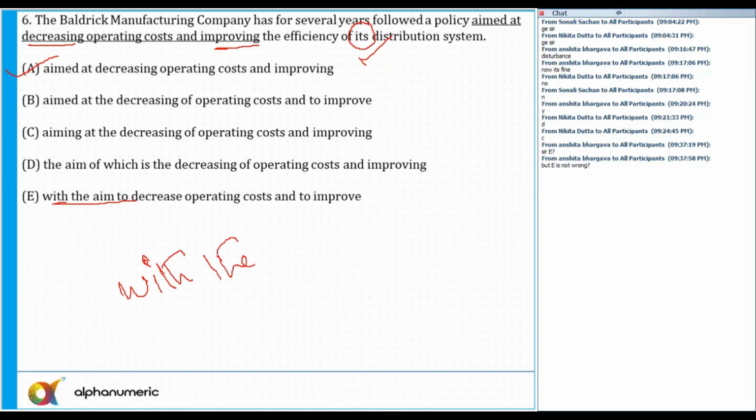With the aim of. Even though we very commonly use "with the aim to," actually we do something with the aim of: with the aim of decreasing, with the aim of increasing, with the aim of operating. So the problem over here is this word. It will be wrong. We do something with the aim of and not with the aim to. That is why number E is not right.